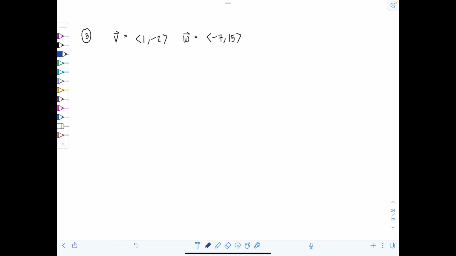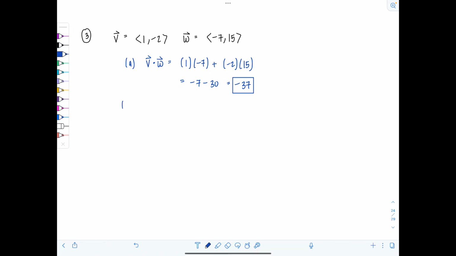Okay, did you do it? I hope you did. That's how you can see if you really understand what's going on. Okay, so V dotted with W, I'm going to take 1 times negative 7 plus negative 2 times 15. So this is negative 7 minus 30, which is negative 37. Beautiful, beautiful. Did you get the same thing?